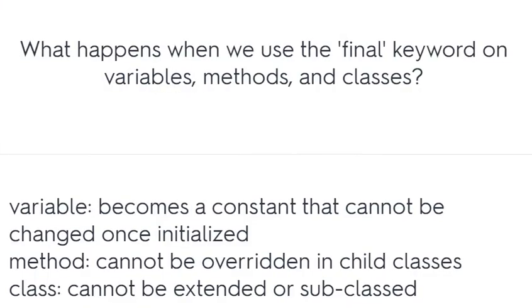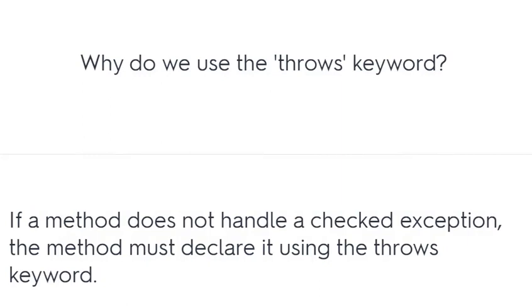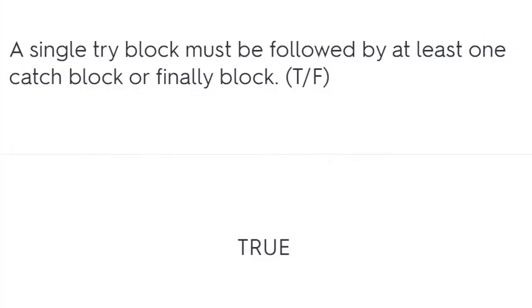What happens when we use the final keyword on variables, methods, and classes? Variable becomes a constant that cannot be changed once initialized. Method cannot be overridden in child classes. Class cannot be extended or subclassed. Why do we use the throws keyword? If a method does not handle a checked exception, the method must declare it using the throws keyword. A single try block must be followed by at least one catch block or finally block. True.